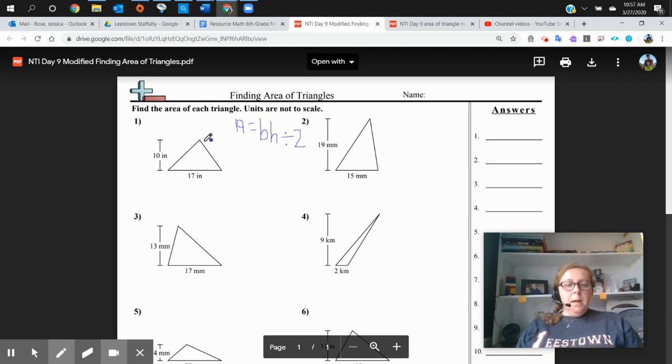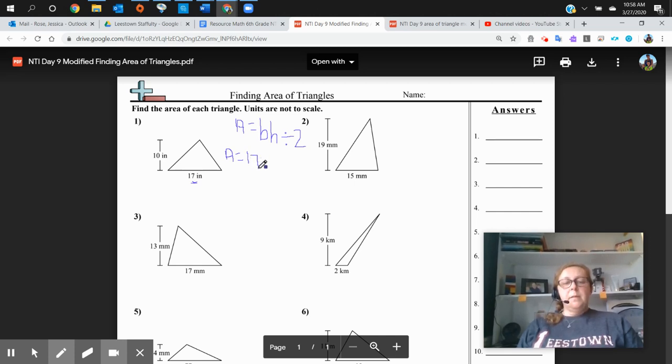I'm going to go over here and look at my figure. My base: you can see the triangle is sitting on its base. It's that straight line that's not diagonal. So my base is 17. I'm going to plug in 17 in place of the b. So I'm going to write it again. A equals 17, right where my b was.